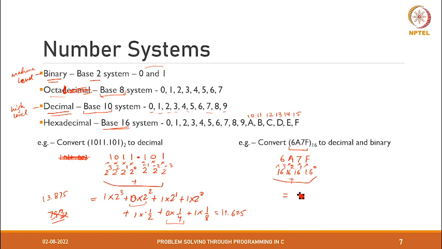So it's basically 6 into 16 to the power 3, and a, what is a? A is 10. So 10 into 16 to the power 2, then we have 7. So 7 into 16 to the power 1, and we have f. So f is 15. So 15 into 16 to the power 0. So you can calculate this. So this will be the decimal, 27263. Okay, so it should come around this number.